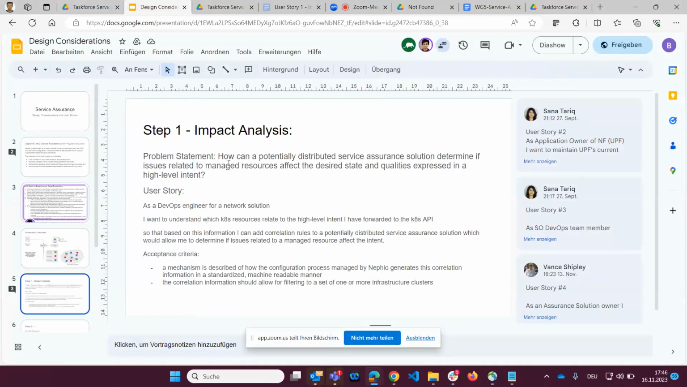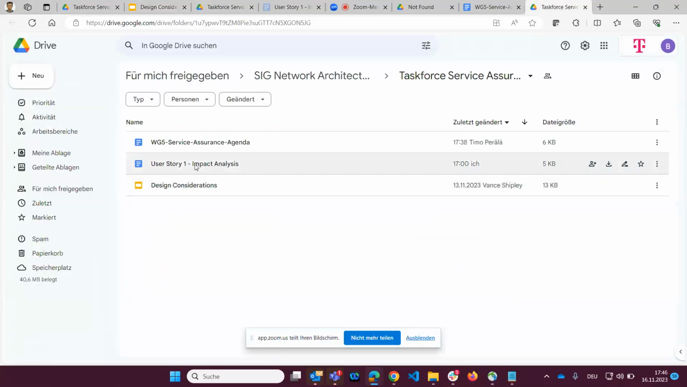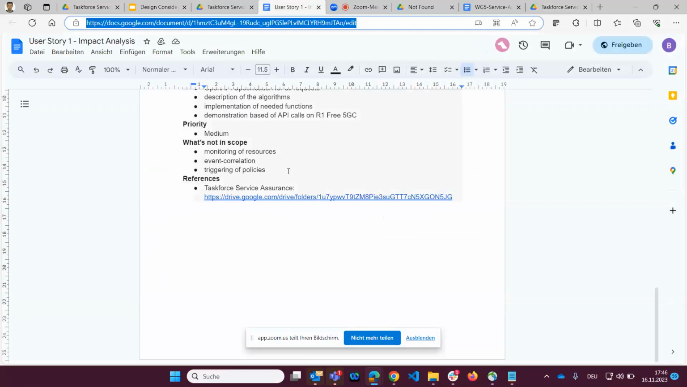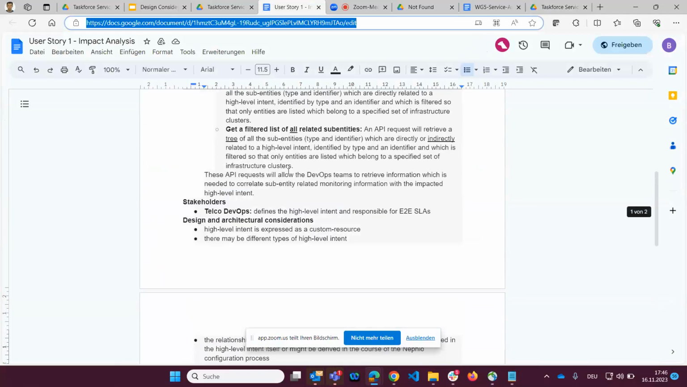And for this impact analysis user story, what I did is I took the template which Bala has provided in our network architecture SIG group, and I translated or enriched this information and put that also into this folder here. So here it's got a new document. It's called user story 1 impact analysis. And this user story 1 here is basically following the template of Bala.